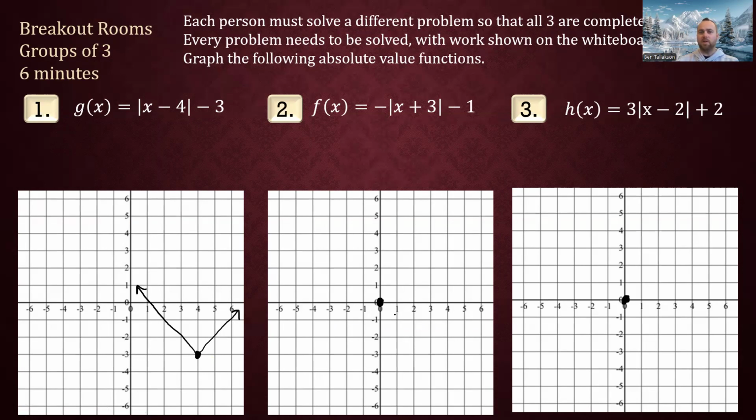Graph number 2. Where does this dot go? This h, opposite direction. We're going to move left 3, and then we're going to move down 1. There's our new vertex. It is negative though. That's the only other transformation. So we want to flip that upside down.